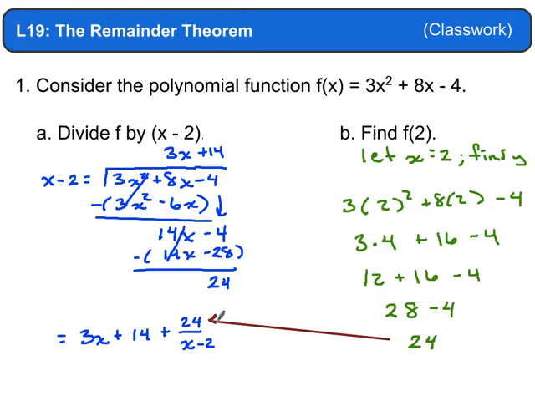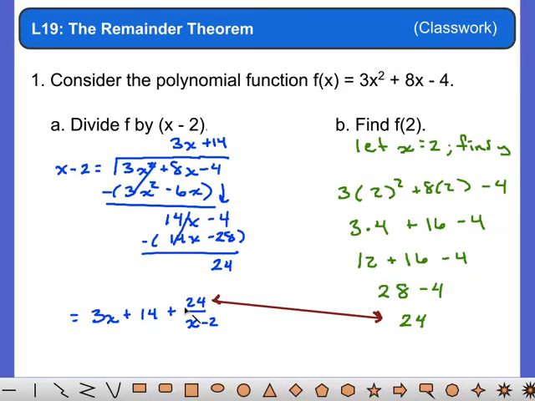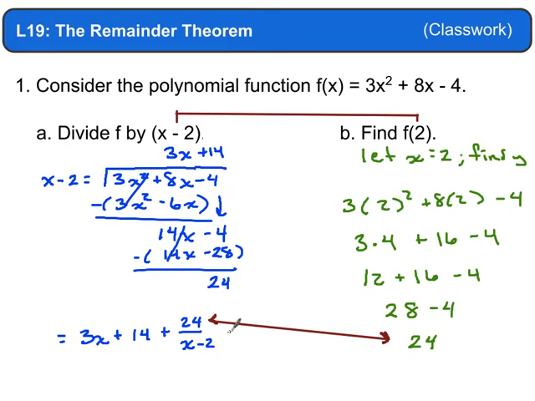In one case we got a 24 in the remainder here, and here we have another 24 by plugging in 2. So the other connection that they want us to see is the connection between here and here. We had x minus 2 and we have 2. So the common bond between that, just to mention it, is x minus 2 is a factor, a potential factor of this.